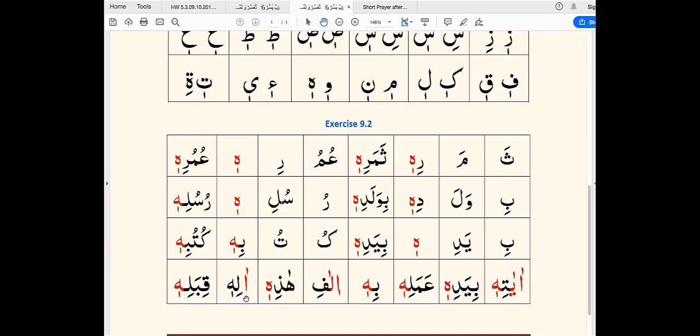Next one. Alihi. Good. And make sure this is 2 seconds. Good. Once more for this one. Alihi. Good, well done, excellent. And this last one? Qibalihi. Good. Qibalihi.